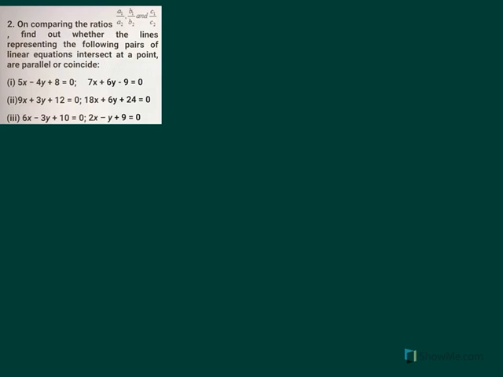On comparing the ratios, find out whether the lines representing the following pairs of linear equations intersect at a point, are parallel or coincide. So we'll take up the first one. It's given as 5x minus 4y plus 8 equal to 0, and the second equation is 7x plus 6y minus 9 equal to 0.